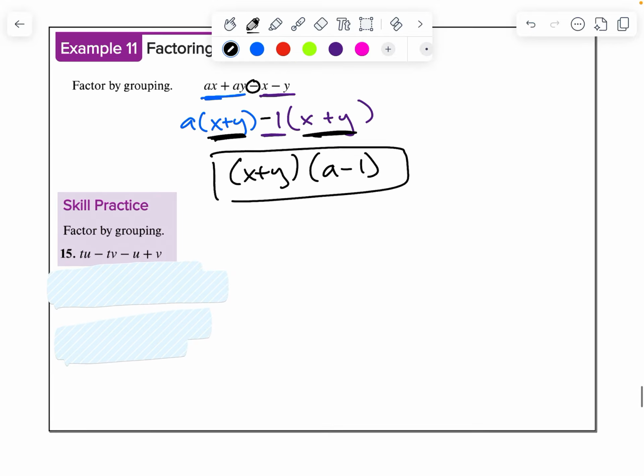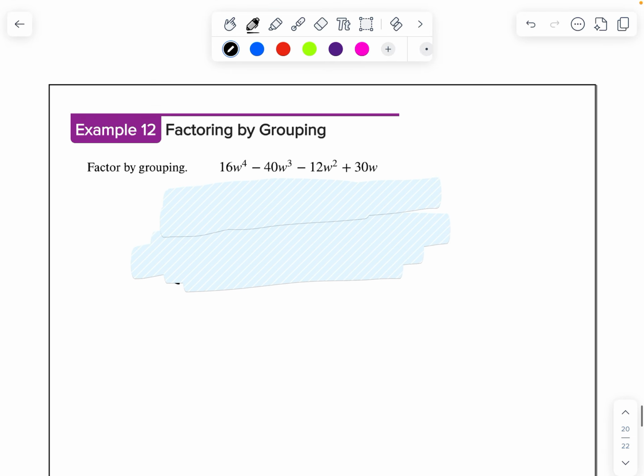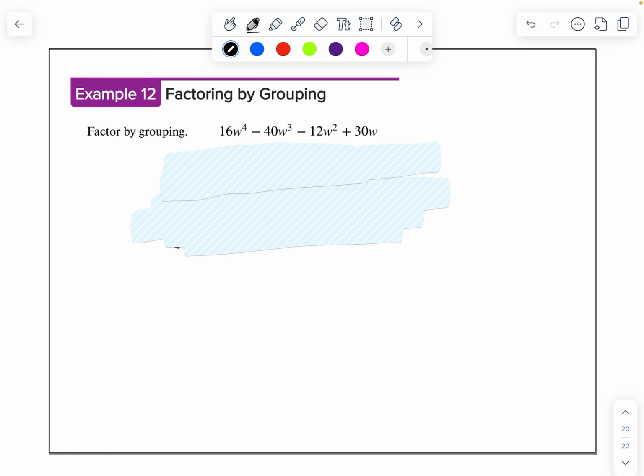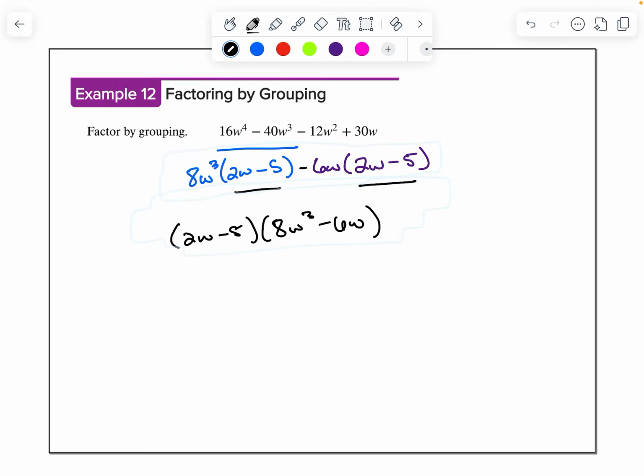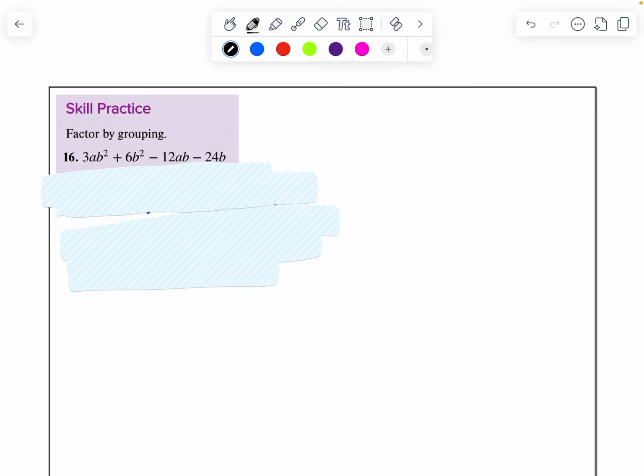Pause your video and try and do the second one. Here's what the first step should look like. And here's what your last step should look like. All right, again, pause the video and see what you could do here. There's 4 terms, so we'll factor a blue group and a purple group. The 2w minus 5 is in common, so you could factor it out to the front.